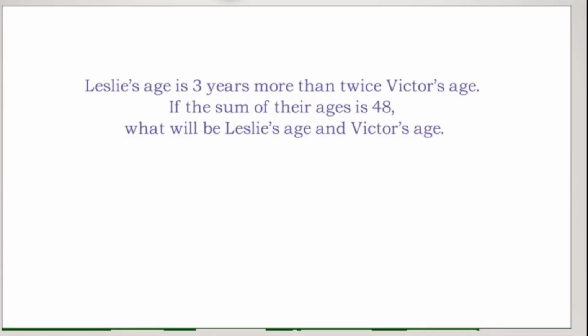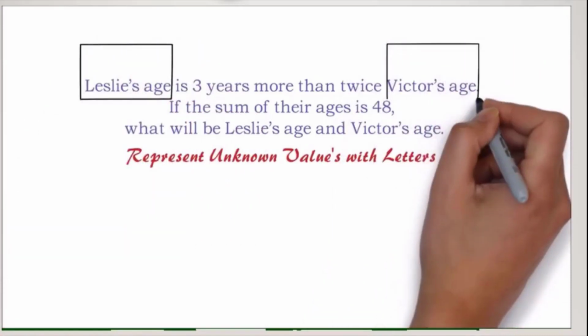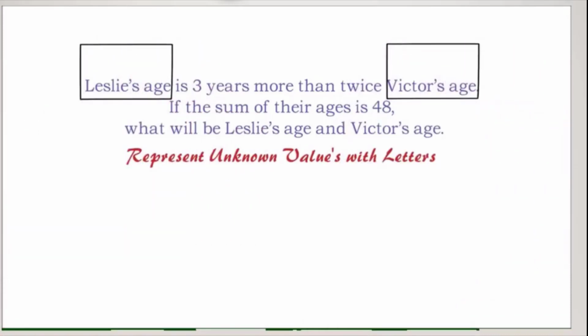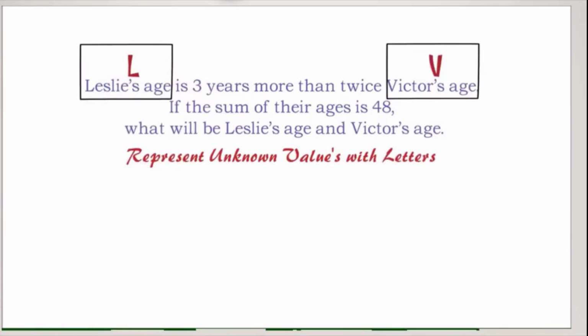The first thing I like to do when solving any word problem of this nature is to identify my subject or thing the question is about and represent them with letters. Here we are looking at Leslie's age and Victor's age. We can represent Leslie's age by L and represent Victor's age by V. Now, let's go sentence by sentence and translate the word problem into math.